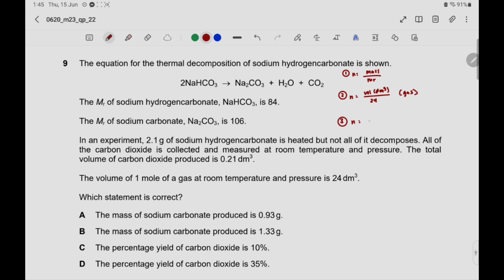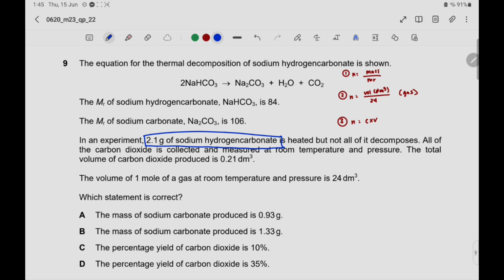Third one is number of moles equals concentration times volume. So let's see. If you see the word gram already, definitely it is the first formula, okay? Whenever I see this question, the first thing I do is calculate the number of moles first, okay? But let's read what they want. They want to check the statement, okay? So very simple, write down all the information you have. My mass of sodium hydrogen carbonate is 2.1 gram.